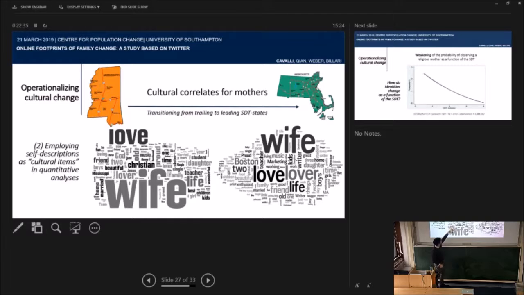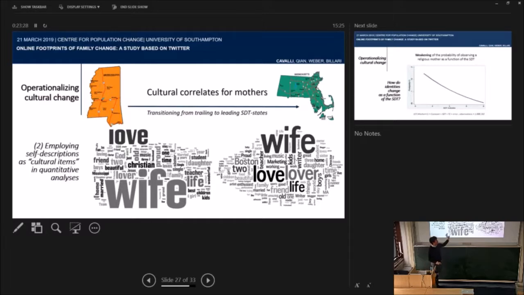We have a lot of religious terms in Mississippi, like Christian, God, which tend to disappear in Massachusetts, where we have the emergence of terms related to writer and other jobs. We can see marketing. So in a way, we can see that women who describe themselves as mothers also tend to have director, student, and more identities which we would consider more modern, not so traditional. For example, here in Mississippi we have married, wife, love, Christian, so traditional identities.